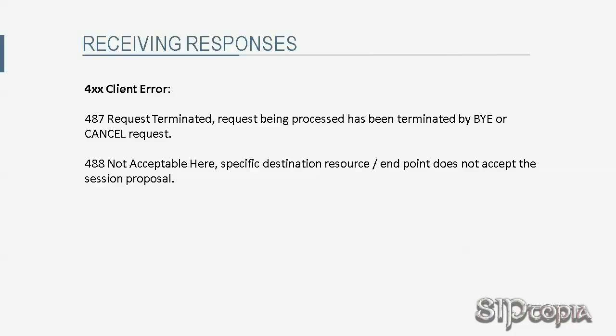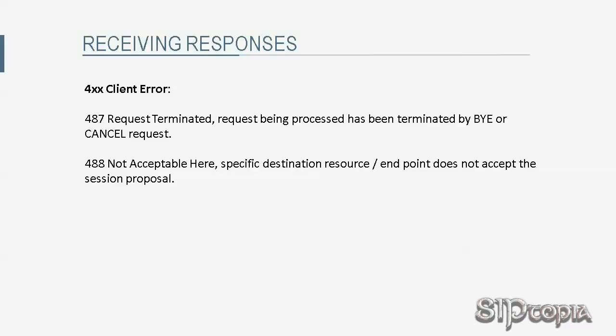487 Request Terminated is a response indicating that the request being processed has been terminated by a BYE or CANCEL request. Let's say Tarzan calls Jane, but he is in a hurry. Jane's phone rings once, and before she could answer the call, Tarzan hangs up. In this scenario, Tarzan's SIP phone would send a CANCEL request and receive a 200 OK response followed by a 487 Request Terminated response.